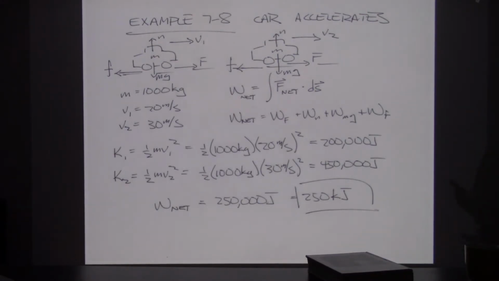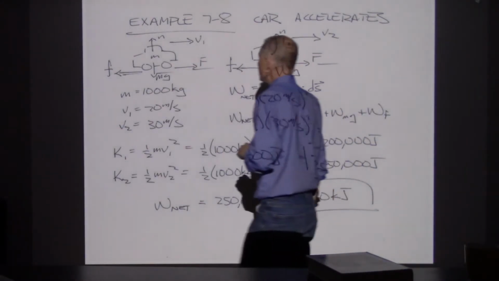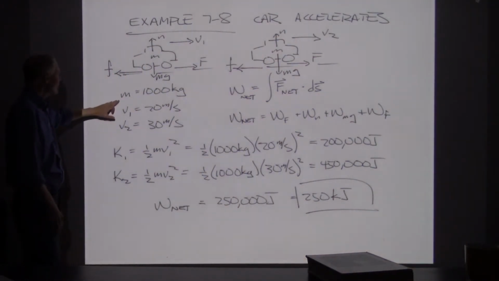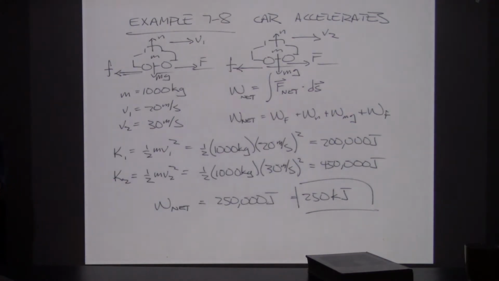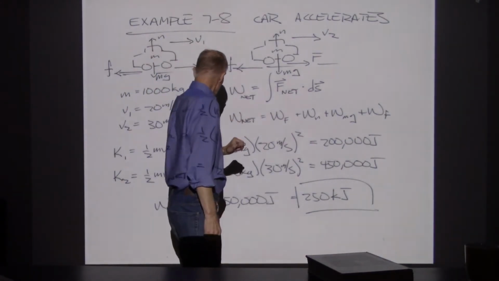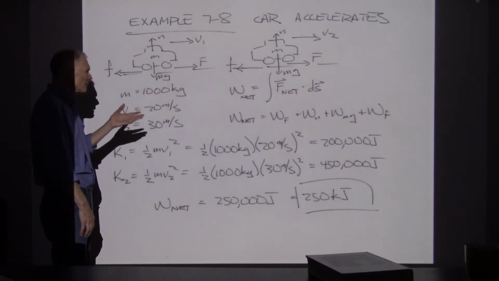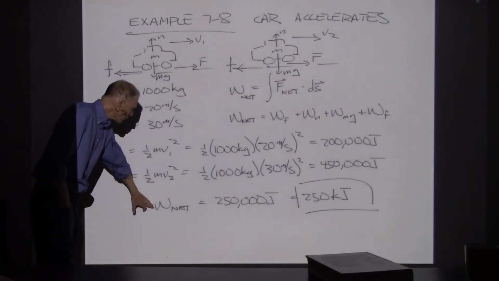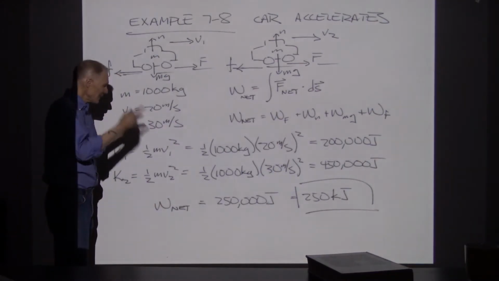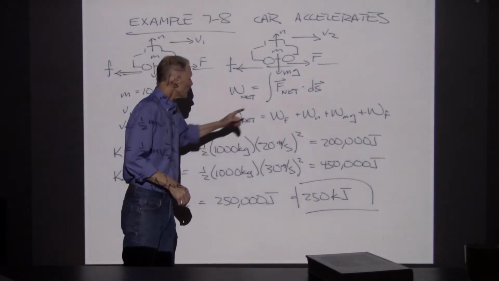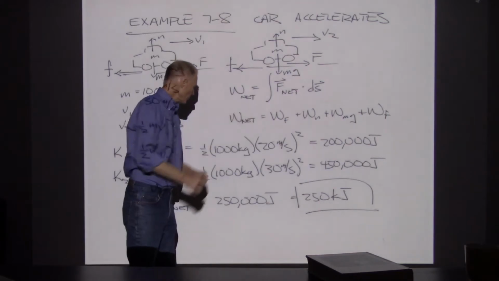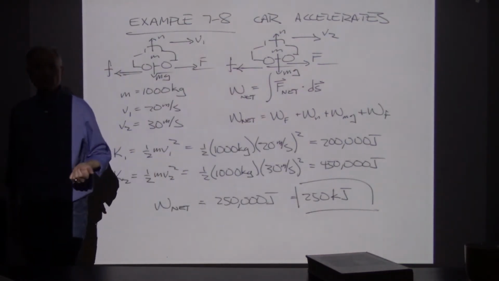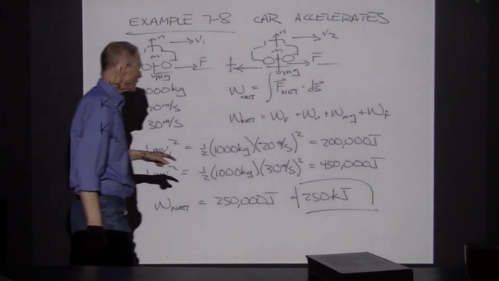So we're working directly in terms of kinetic energy calculations, and I didn't have to draw any force diagrams. I just had to know m, v1, and v2 to find the kinetic energy before and after. What I need then is a net energy transfer into the car equal to the difference between those two. That's 450,000 minus 200,000, so I have to come up with 250,000 joules. That is the energy that needs to be transferred in.